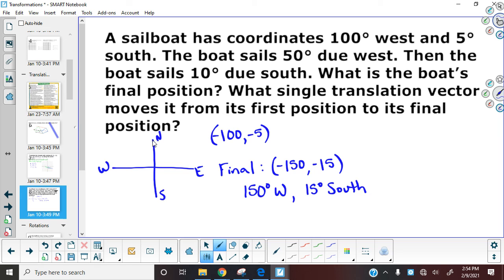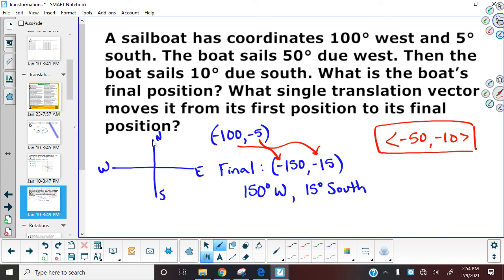The reason we put them in coordinates first is because it asks what single translation vector moves it from its first position to the final. It helps us process this. So we went -50 to go from here to here, and we went -10 to go from here to here. So that would be the vector it went along. This is our final position, and then we also have our vector.